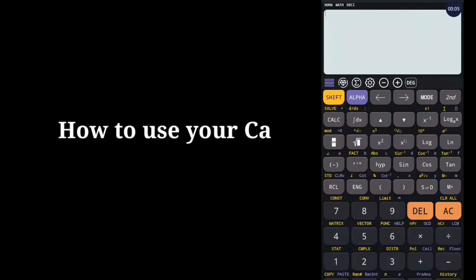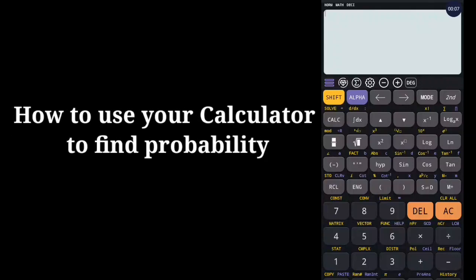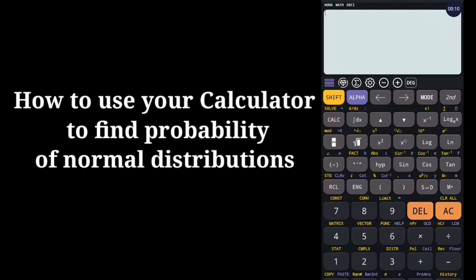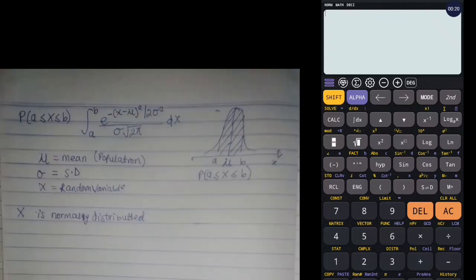In this video, I'm going to be showing you how to use your calculator to find or calculate the probability of normal distribution. So the first thing to note is that the normal distribution is different from the standard normal distribution. The normal distribution has the probability density function in this form.